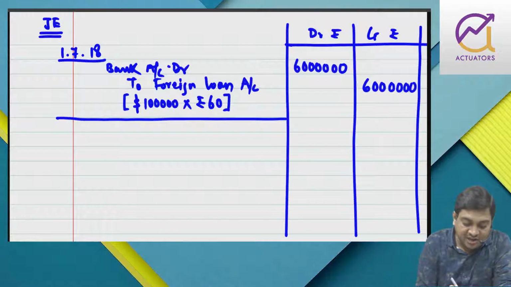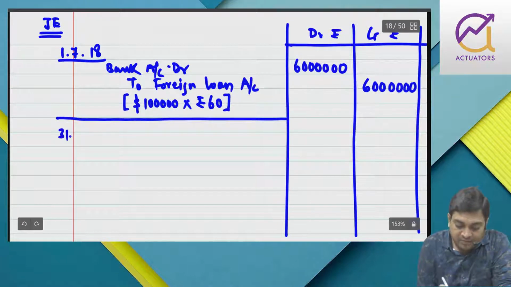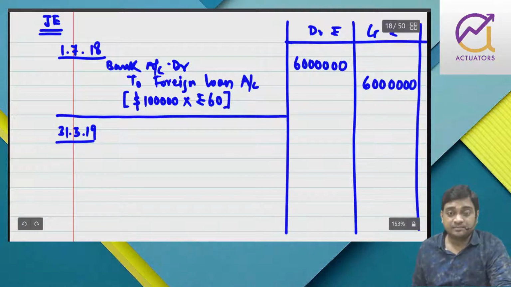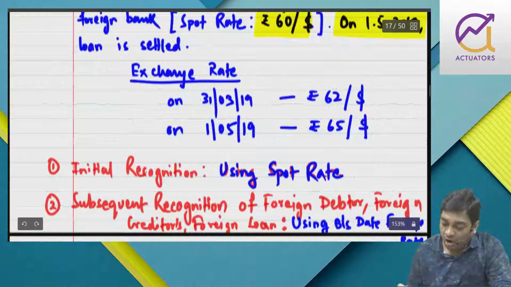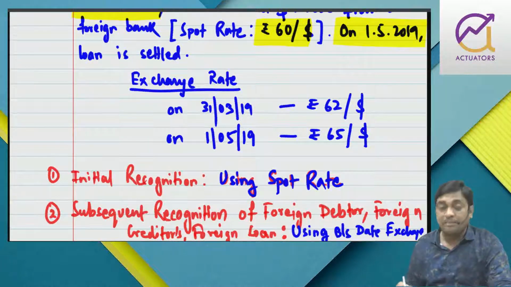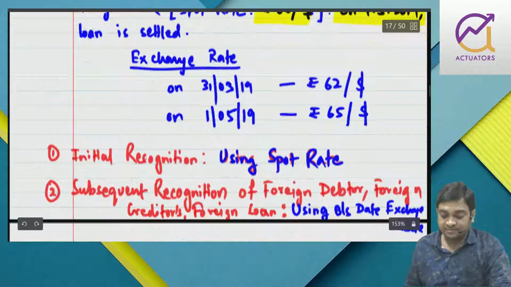Now this is initial recognition. On 31st March 19, this is not yet settled, but the subsequent recognition of this foreign loan will be done using the balance sheet date exchange rate.